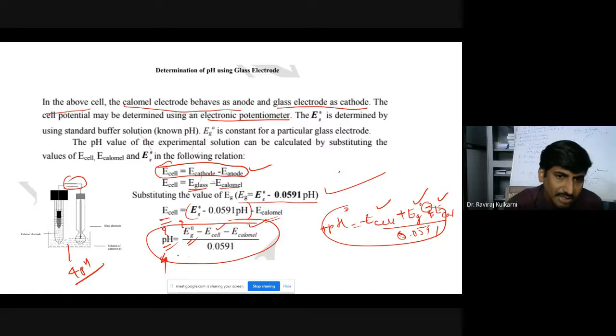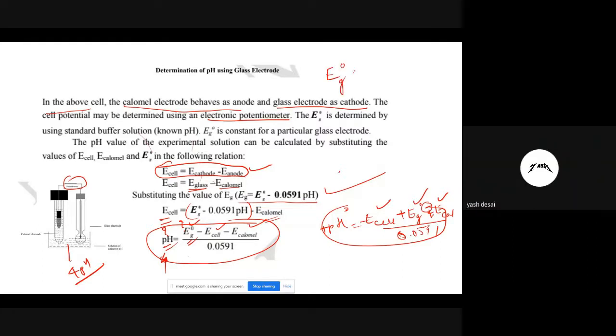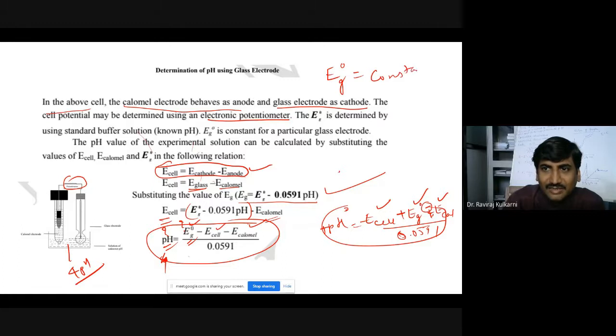Then I determine Eg naught. And anyway, you know Eg naught is the derivation constant. Very good. So once you determine Eg naught, that's a constant. Then you can determine the pH of any solution. The pH value of the experimental solution can be calculated by substituting E cell, E calomel, and Eg naught in this equation. This is how we determine pH using the glass electrode.